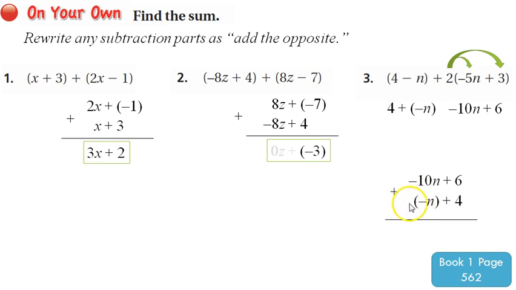Negative 10n plus a negative n means you have more negative n's. Negative 11n to be exact, plus 10 as a result of 6 plus 4. Did you get the answers right? Great. Let's continue.